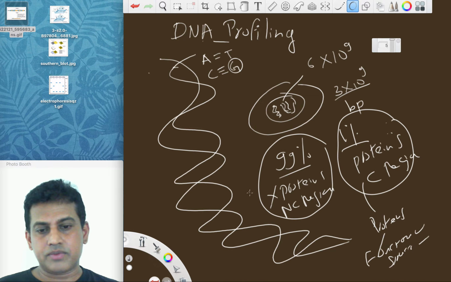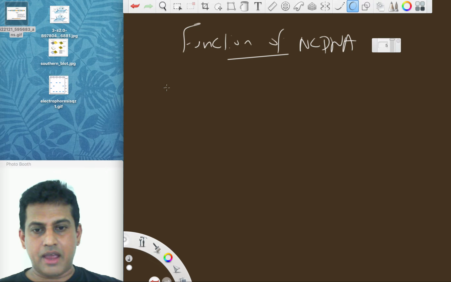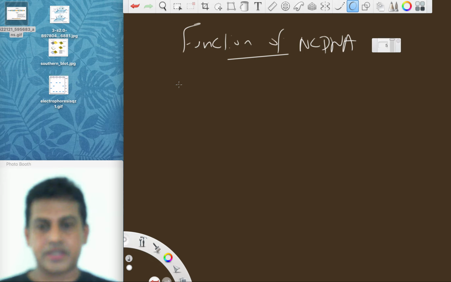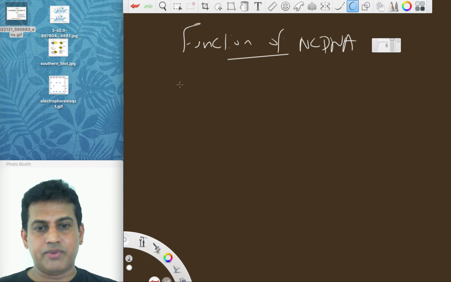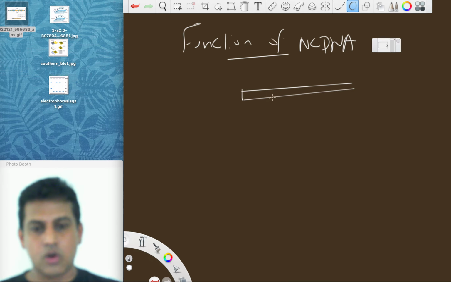So what's the role of this non-coding DNA? It has many functions, and interestingly most of the functions we don't know yet. We only know a few of them. One function, as we learned in the previous lesson, relates to the coding region of the DNA.